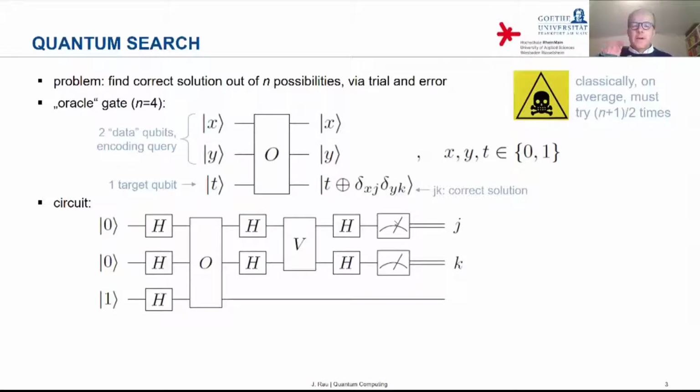So it's not yet specified. It's a particular 2-qubit gate labeled V. And then 2 more Hadamard gates, and then a measurement in the standard basis for both data qubits. The claim is that the measurements at the end will give you the label of the correct solution. So you have to run this circuit only once, and you get immediately the label of the correct solution.